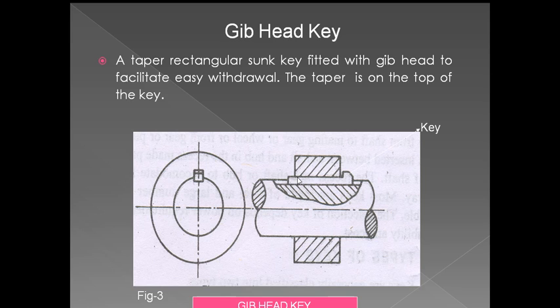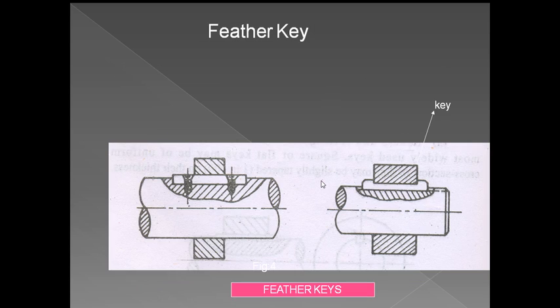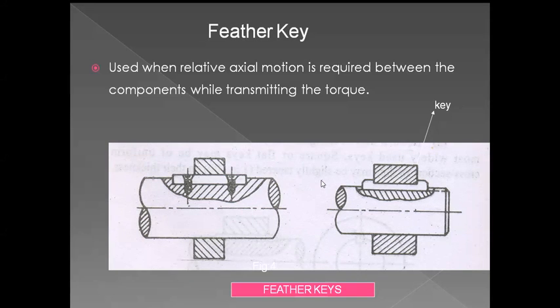So this gib-headed key is used where easy withdrawal of the key is required. There we can use this gib-headed key. So next one is the feather key.